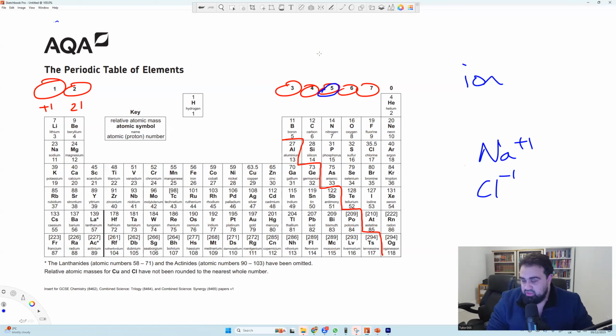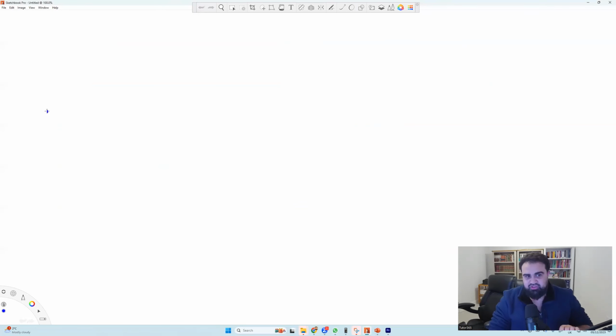No, it has 5 electrons in its outermost shell. So it wants 3 electrons to get a full one. And so when it gets those 3, it becomes a -3 charge. Have I lost you? Okay, I'll explain it. Let's look at nitrogen.